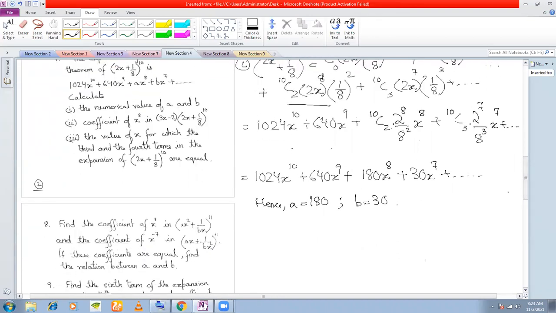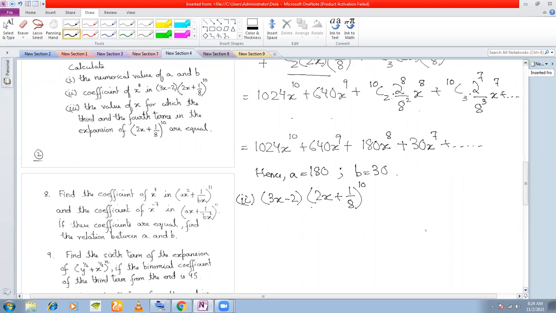Next part of the question is the coefficient of x to the power of 8 in the expansion of (3x minus 2) into (2x plus 1 by x) to the power of 10. Now this is very interesting. What is given here? (3x minus 2) into (2x plus 1 by x) to the power of 10. You need to find the coefficient of x to the power of 8 in this expansion.